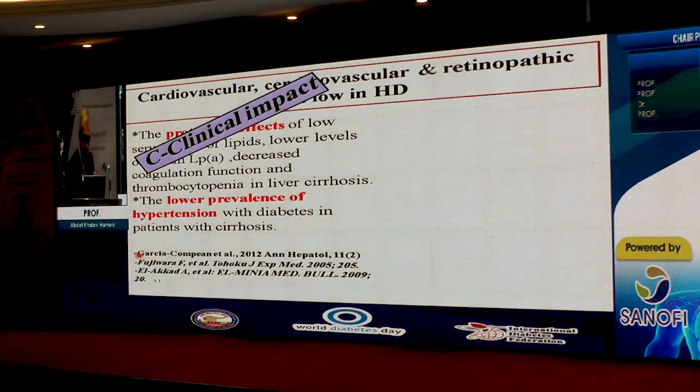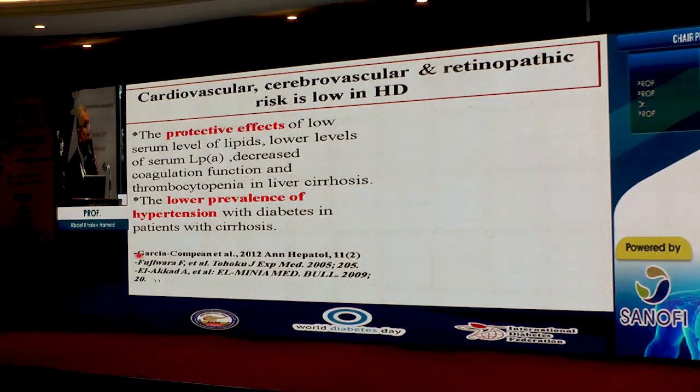diabetes associating liver disease? What's very astonishing is that the cardiovascular, cerebrovascular, and the retinopathic risk is low. Why? Because of the protective effect of low serum level of lipids, lower level of serum lipoprotein little a, decreased the coagulation function, and thrombocytopenia in liver cirrhosis. Also, lower prevalence of hypertension with diabetes in patients with cirrhosis.